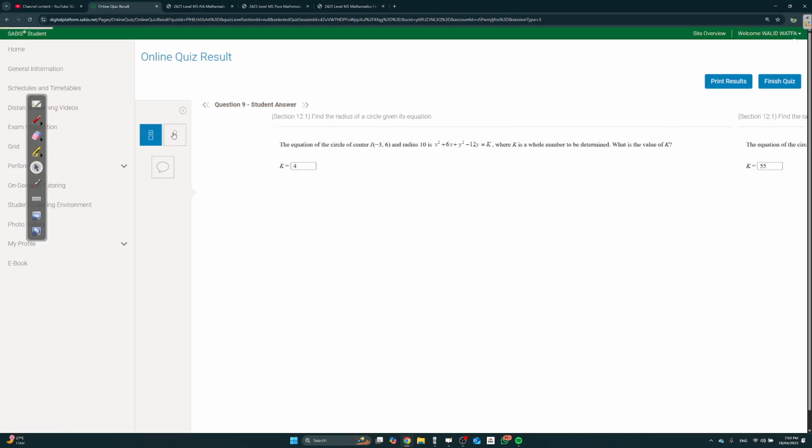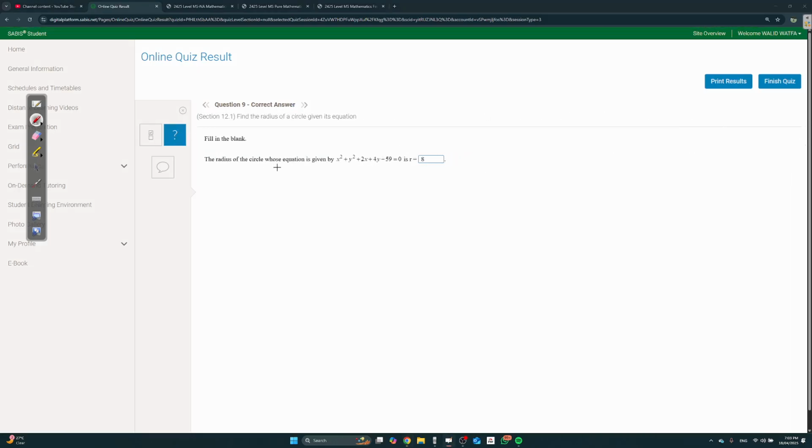Question 9. The radius of a circle whose equation is given by this is what? How do you find the radius? It's in standard form again. Remember, r is equal to half root a squared plus b squared minus 4c. So half root a, which is 2 squared, plus b, which is 4 squared, minus 4 times minus 59, equals the radius. Let's do it.